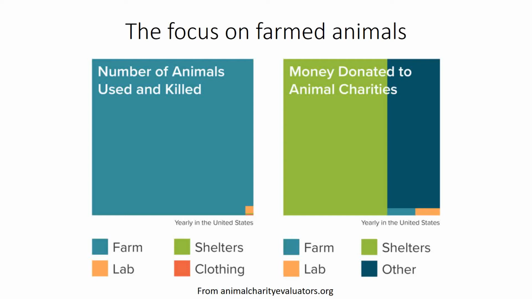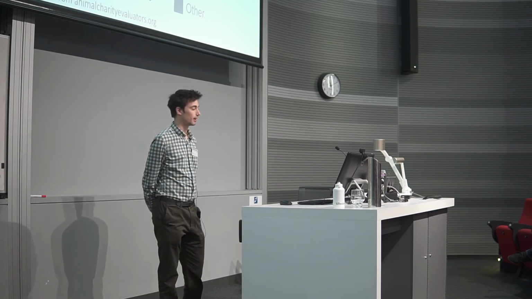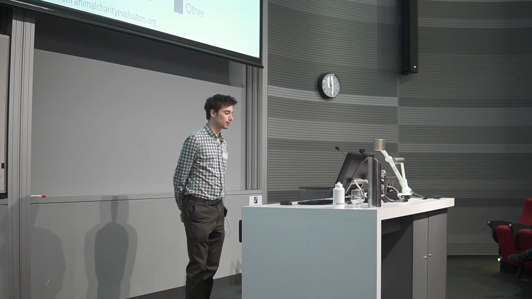Just as an example, on the left we have the number of animals used and killed each year in the US in a number of different areas. The big blue section is the number of animals used and killed in farms. The number used and killed in labs is significantly smaller. The number used and killed for clothing is even smaller, and the number of animals who end up in shelters is quite small as well. But when we look at the amount of money donated to animal charities, we see that the vast majority is going towards animals in shelters.